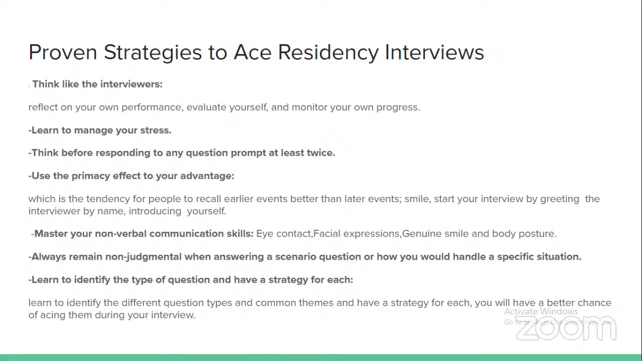Also, you have to remain non-judgmental when answering a scenario question in the behavioral questions section. And you have to learn to identify the type of the questions and have a strategy for it. We'll talk about the different types of interview questions in a minute. You also have to learn to identify the different types of questions that you will be asked and the common themes, and have a strategy for each. You will have a better chance of acing them during residency.